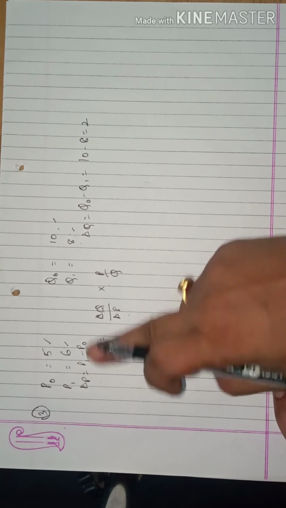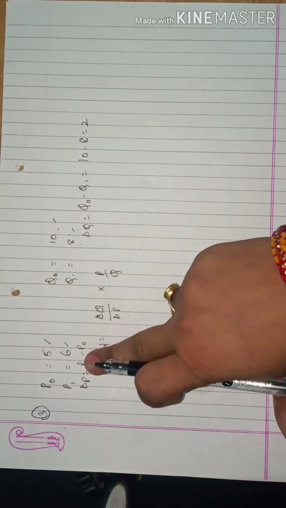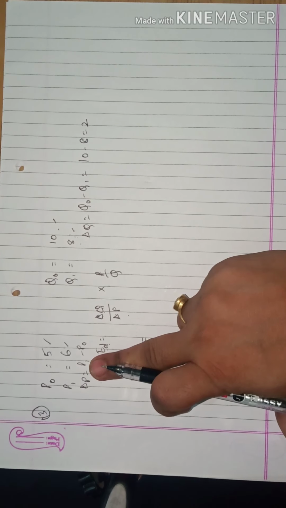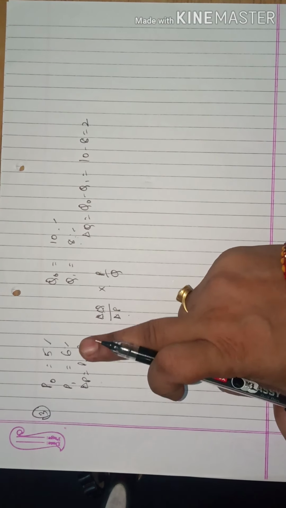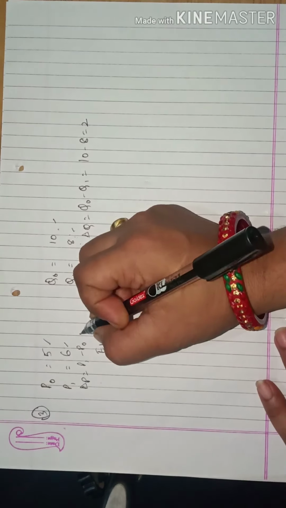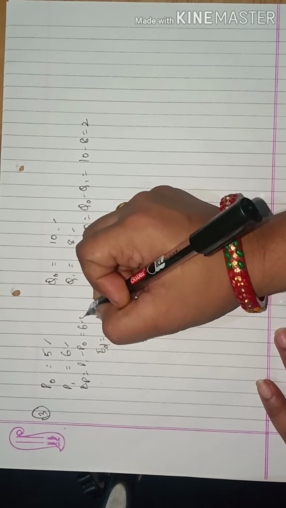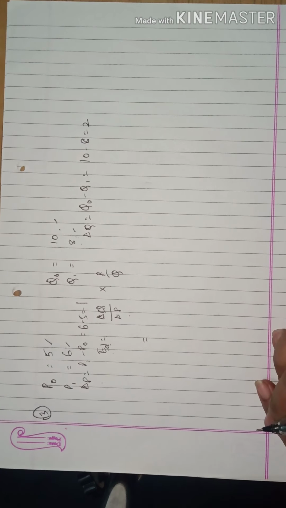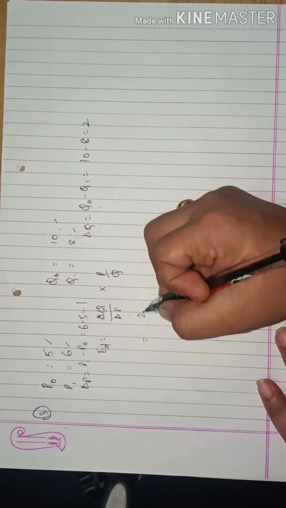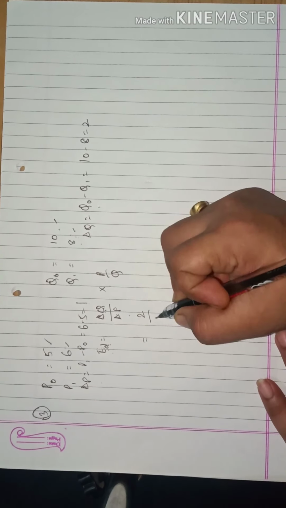You will say, ma'am, first you took Q0 and here you are taking P1. I said we will ignore all negative signs, so we will take the bigger one first. Fine, so 6 minus 5 will give me 1. Now my change in quantity is 2 and my change in price is 1.